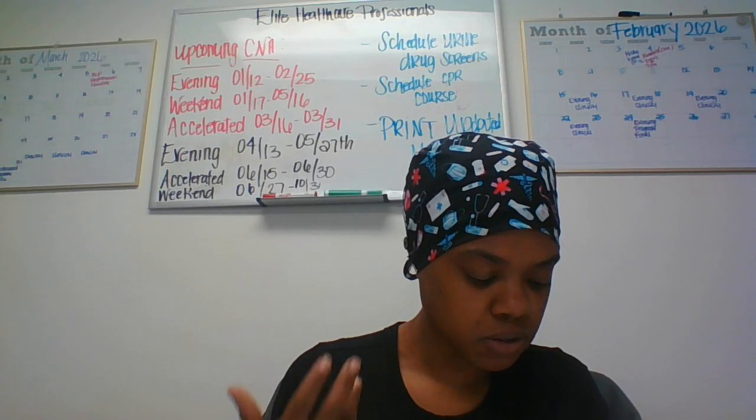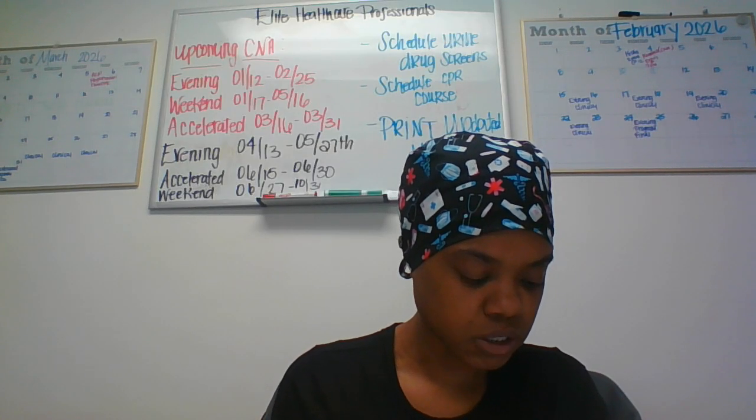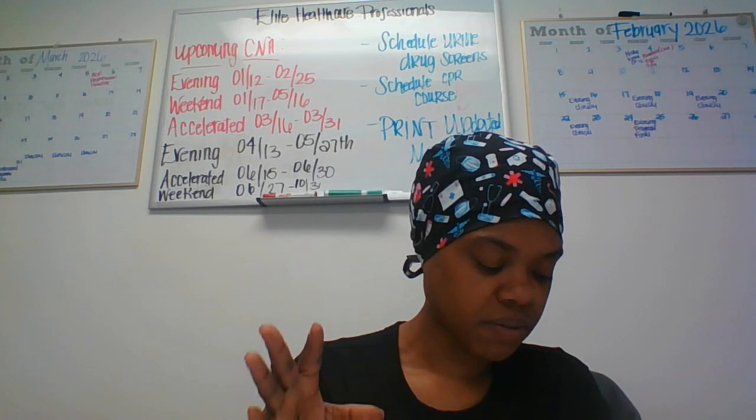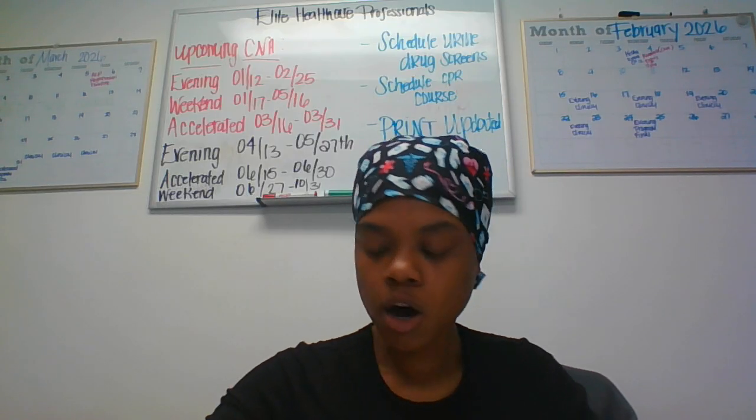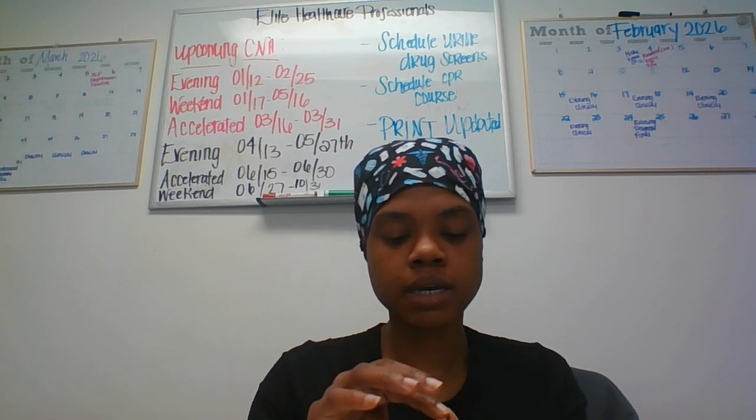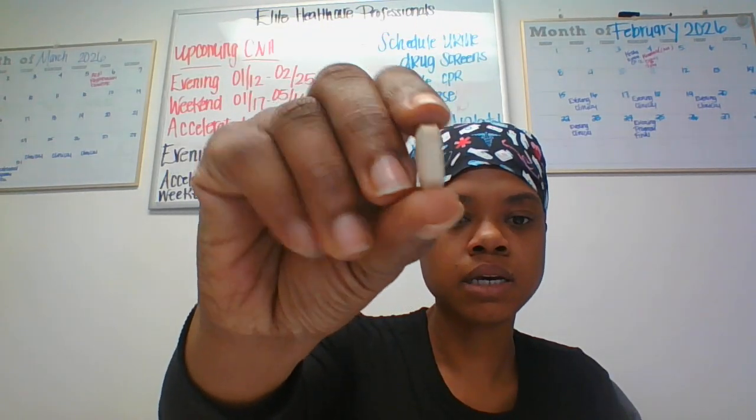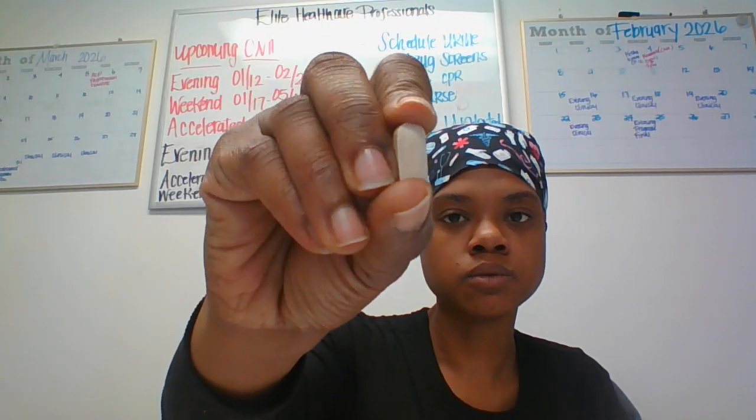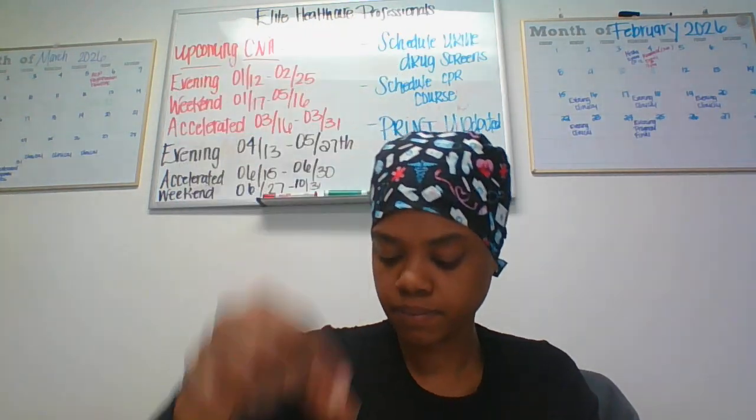Film coated is just a tablet that's coated with a thin film to mask an undesirable taste for easier swallowing. And then we have caplet. That is an oblong tablet with a smooth finish. This right here is a caplet. Okay. It's oblong, oval. It has a smooth finish on there.